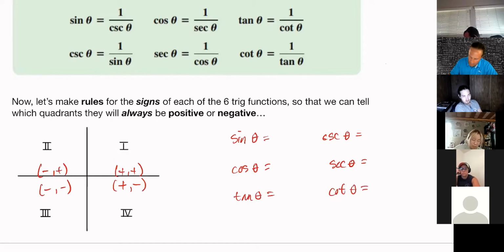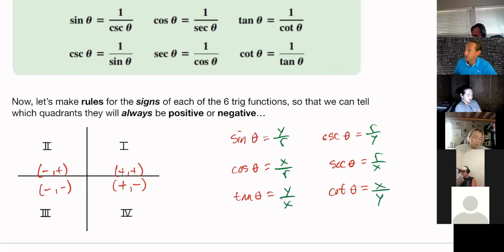What did we say? Sine was always y over r, and therefore cosecant. Cosine always x over r, and therefore secant. And tangent always y over x, and therefore cotangent. What we want to do is make sure that we don't have any issues like somebody asked earlier. I can't remember who it was now. About the positive or negative stuff.